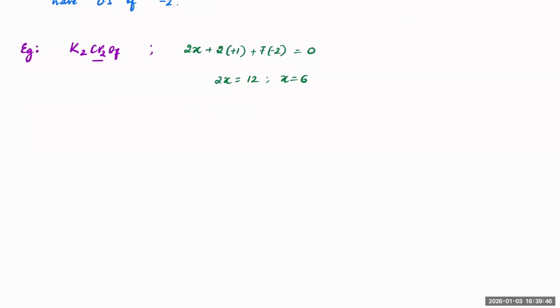Correct. Likewise, I can also do it for MnO4 minus, let's say. So I need to calculate it for manganese. So what can I do? It is x plus 4 times minus 2, overall equal to minus 1. So x is equal to plus 7. This is the way I can figure it out. Clear?